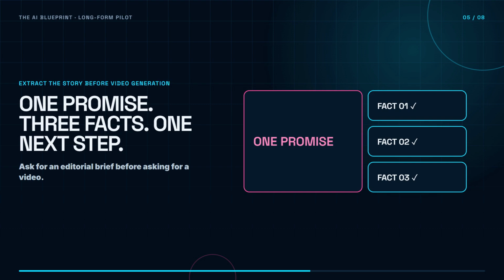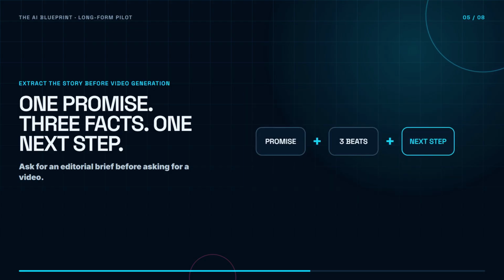This is where most generic AI videos go wrong. They ask for a topic instead of a structure, so the model tries to summarize everything. A short explanation needs 1 promise, 3 supporting beats, and 1 practical next step. When that structure is clear in text, the video generator has a much better chance of producing something focused.